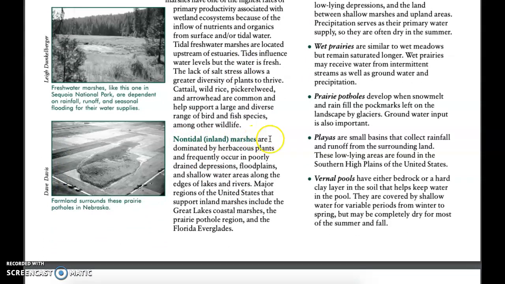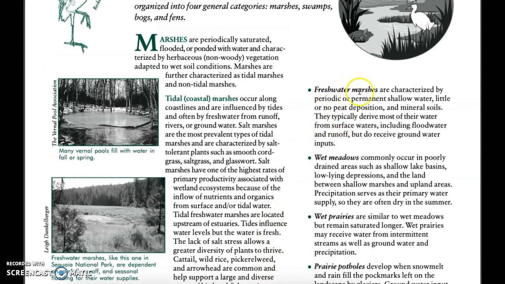Non-tidal, inland marshes are dominated by herbaceous plants and frequently occur in poorly drained depressions, floodplains, and shallow water areas along the edges of lakes and rivers. Major regions of the United States that support inland marshes include the Great Lakes coastal marshes, the Prairie Pothole region, and the Florida Everglades. Freshwater marshes are characterized by periodic or permanent shallow water, little or no peat deposition, and mineral soils. They typically derive most of their water from surface waters, including floodwater and runoff, but do receive groundwater inputs.